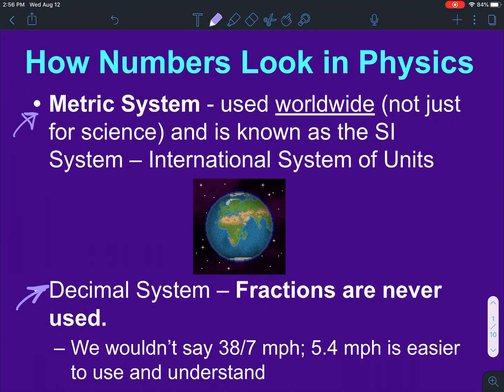And then anytime you have an equation or a number that looks like a fraction, you need to go ahead and divide it out to get a decimal. For example, if you look in the notes here, 38.7 miles per hour is not very meaningful to us. However, 5.4 miles per hour is a number that we would be familiar with and that we could use.